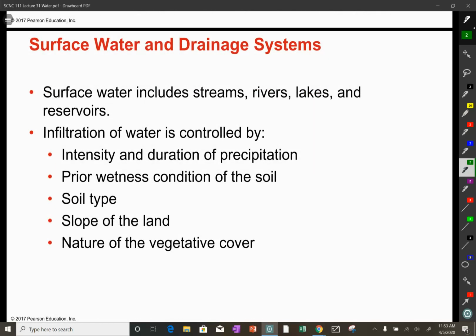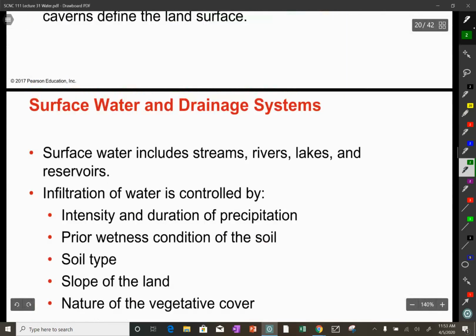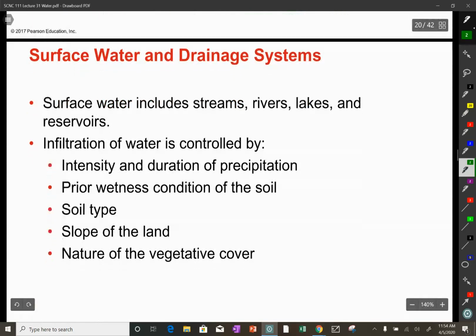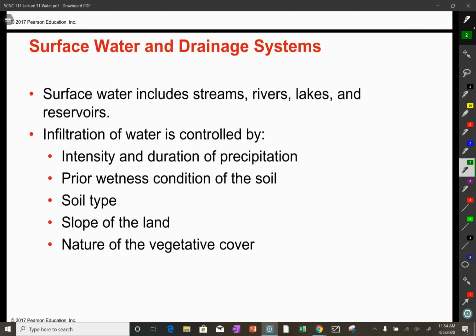So now we're changing. We were talking about sinkholes and caverns. Now we're going to talk about surface water and drainage systems. Surface water is water that is on the surface of the ground. A stream is on the surface, a lake is on the surface, a river is on the surface. Those are things that we call surface water. And surface water is just a minute proportion of the available water to us. Remember, less than 1% of all water on Earth is available to us. And of that water, almost all of it is underground. So the surface water, what we see, is a really small portion of the Earth's water, and that's not counting oceans.